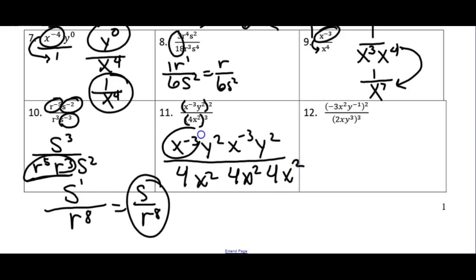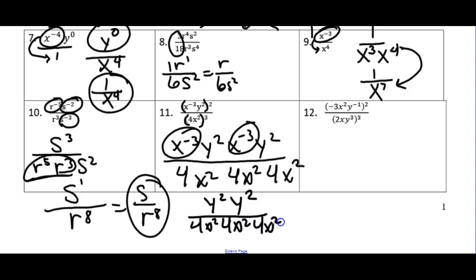Then I've got some negatives that need to move. We'll move those down to the bottom. So what's on top? Y squared, y squared. What's on the bottom? 4x squared, 4x squared, 4x squared, and then x to the 3rd, because I'm moving it down, and another x to the 3rd.